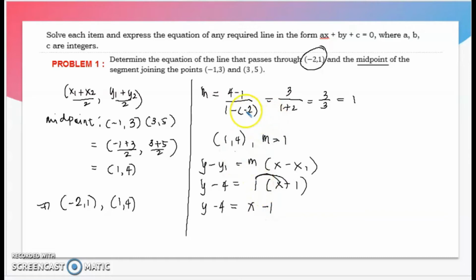And then, since the direction is to give the equation in general form, transpose y or add -y on both sides. So x minus y, and then add +1 on both sides. So the resulting equation now is x minus y minus 3 is equal to 0.